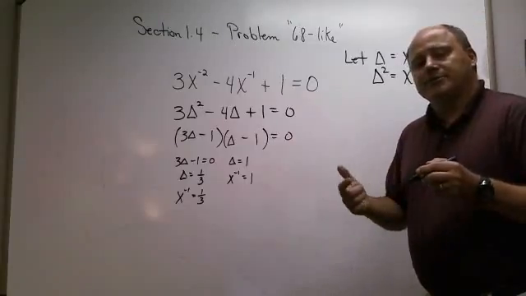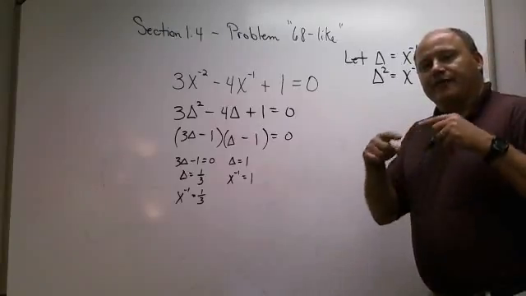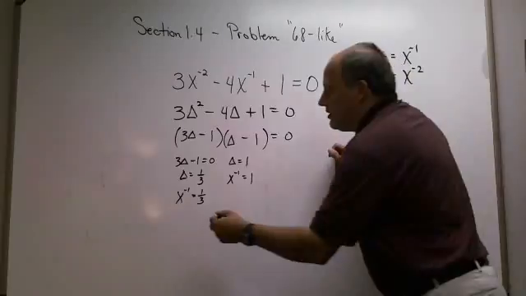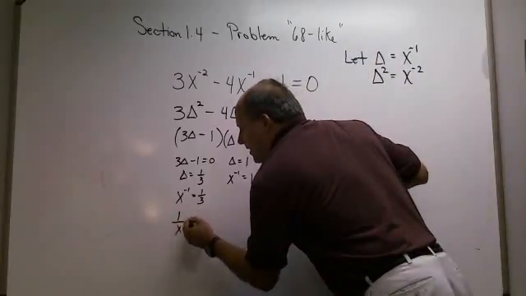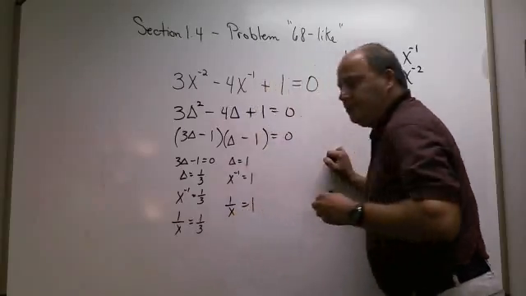Now here's what causes people problems. They don't know what x to the negative 1 really is. And that's the reciprocal of x. It's got a negative 1 exponent, so it goes down in the denominator. So it's going to be 1 over x equals 1 over 3. And this one's going to be 1 over x equals 1.